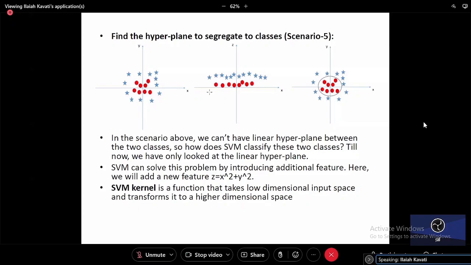I'll explain the different types of SVM kernels at the time of demonstration. We have different kernel functions: a sigmoid kernel, a Gaussian kernel, the radial basis function (RBF) kernel, and others. Based on the application, we need to use those kernels. This is a simple example.